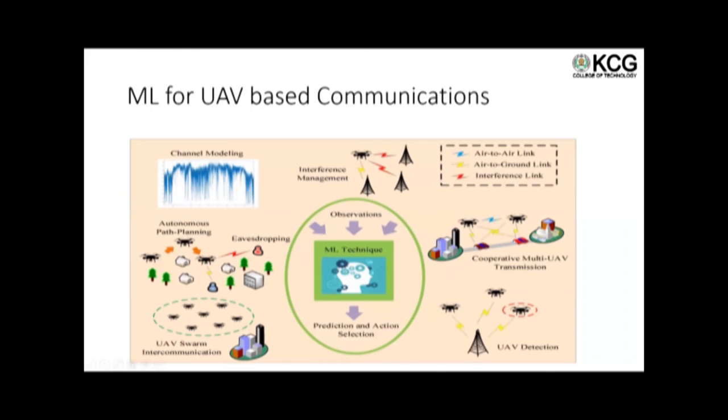You can see UAV swarm intercommunication. You know, the swarm of drones is the next hot topic in the industry, guys. Swarm means like birds flying in a swarm, right? Those drones, as we know, drones are also birds. So what swarming means is they are intercommunicating to do something. As you know, last year at the Winter Olympics in Korea, they deployed thousands of drones which are communicating, doing swarm communication.